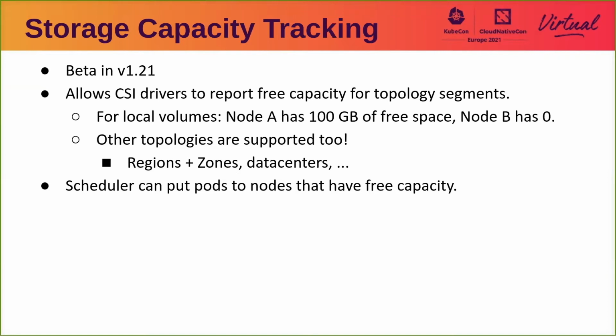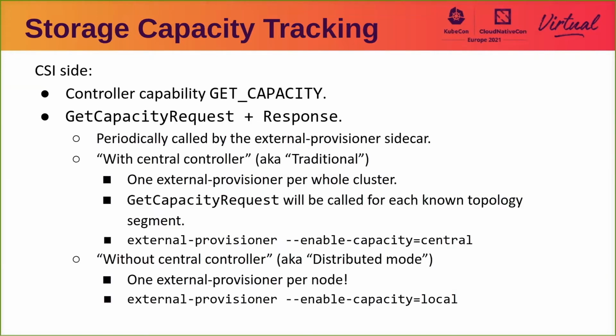How does it look on the CSI driver side? To enable capacity tracking, the CSI driver itself should report the GET_CAPACITY capability in its controller service, and then it needs to react to GetCapacity requests and send a correct GetCapacity response in the driver's controller service. It will be called periodically by the external provisioner to query the available capacity. Depending on how the storage backend works, the external provisioner may be deployed in two modes.